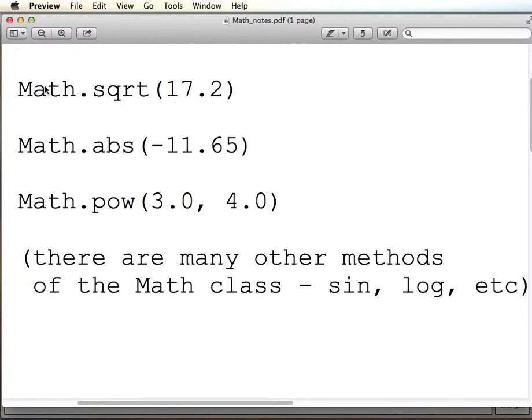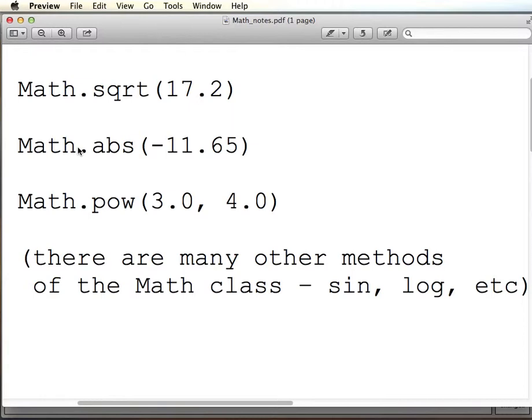There's a class called capital M Math, and it has a bunch of mathematical methods, pretty much representing anything you might want to do on your calculator. The first one is square root, although it's pronounced sqrt. So if you say Math.sqrt(17.2), that will return a double that is the square root of 17.2. Eventually we're going to use this in the quadratic formula.